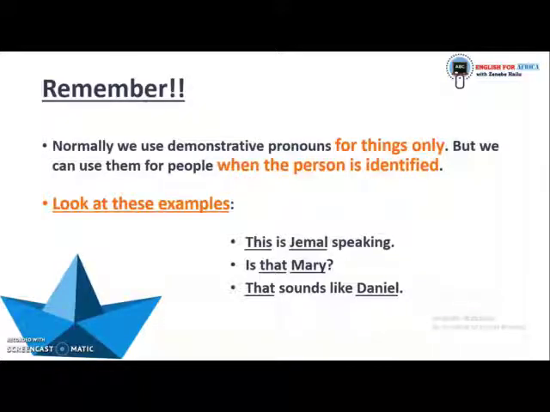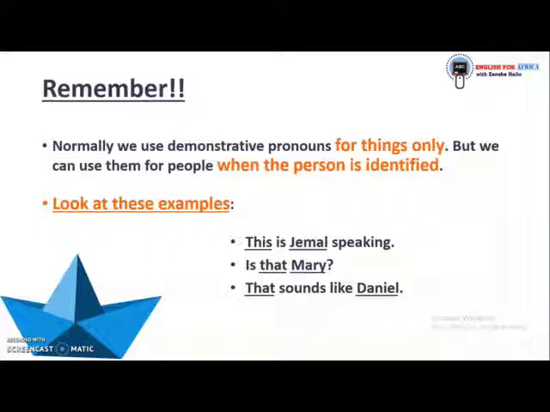So finally, make sure you remember these points. Normally, we can use demonstrative pronouns for things only, but we can even use them for people when the person is identified. So make sure the person is identified in a sentence before using. You can use these pronouns for people. So look at these examples again.